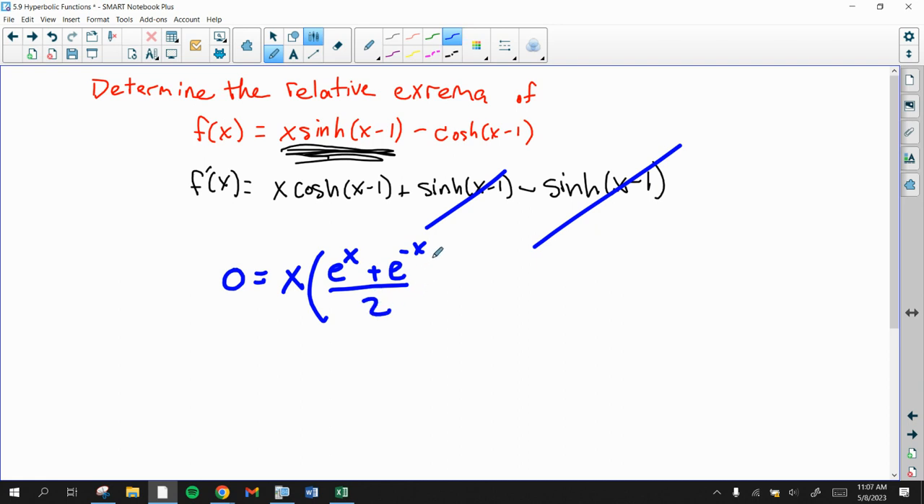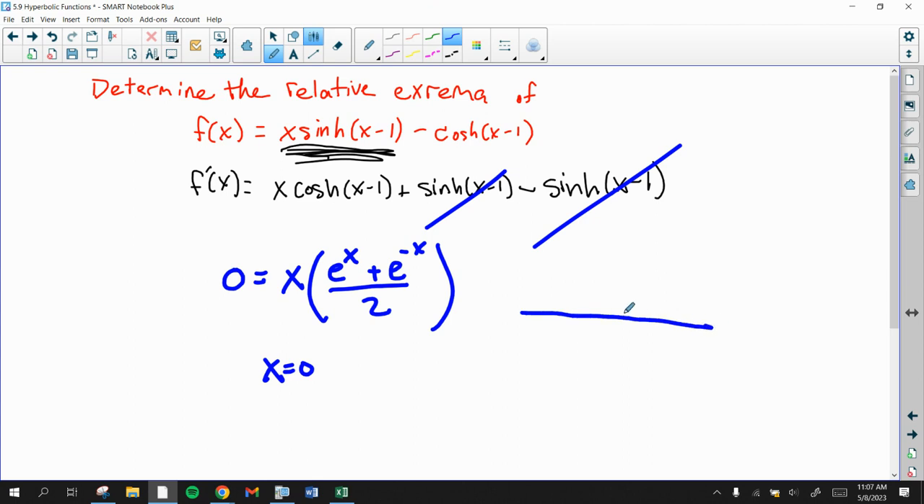So we have to figure out where this expression is 0. Obviously, it equals 0 when x equals 0, and it's going to be 0 when e to the x plus e to the negative x equals 0. But those are both exponential functions. E to any power is always positive. So we have a positive plus a positive up top, which will never be 0. So that's it. The only critical number is x equals 0.